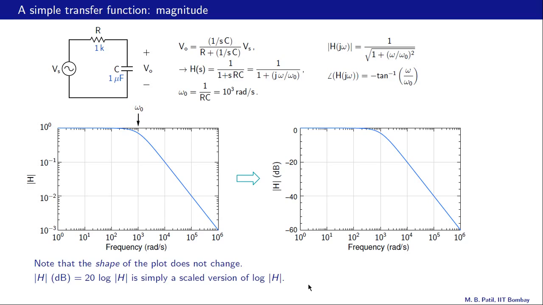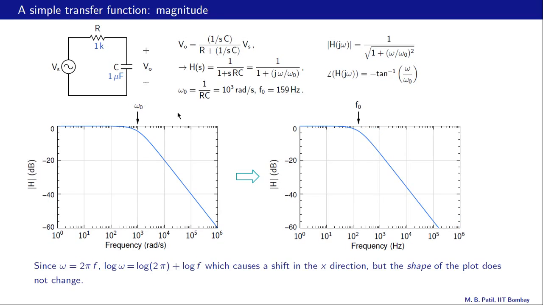This is a very important point, and in practice we might see plots of this kind or of this kind, and we should immediately recognize that they are in fact identical. Let us now look at what happens if we plot mod h as a function of frequency in hertz rather than frequency in radians per second, as we did earlier.